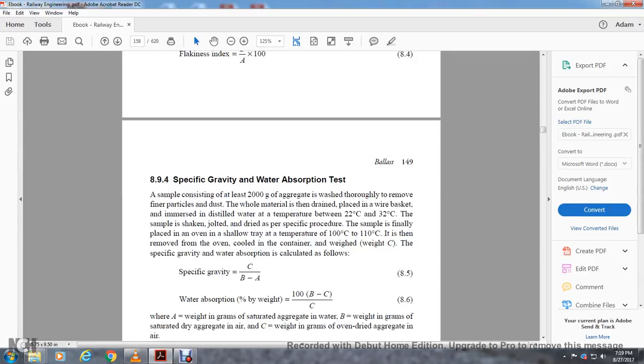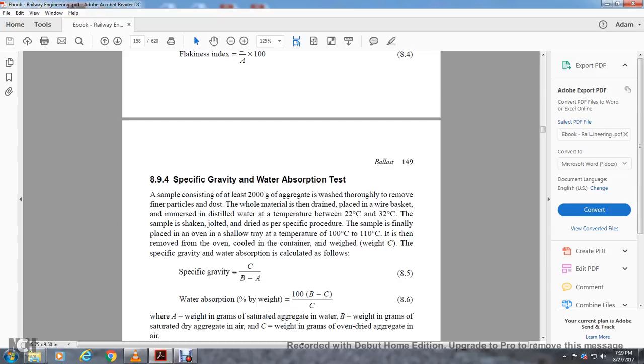8.9.4 Specific gravity and water absorption test. The sample, consisting of not less than 200 grams of aggregate, is washed thoroughly to remove the fine particles of dust. The whole material is drained and placed in a wire basket, immersed in distilled water at a temperature between 22 and 32 degrees Celsius. Then the sample is shaken and jolted and dried as per the specified procedure.